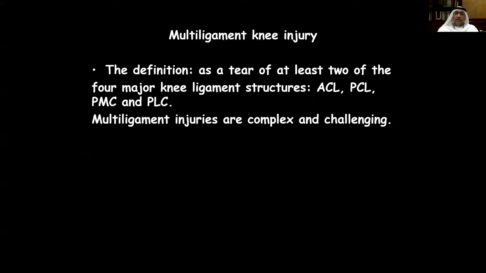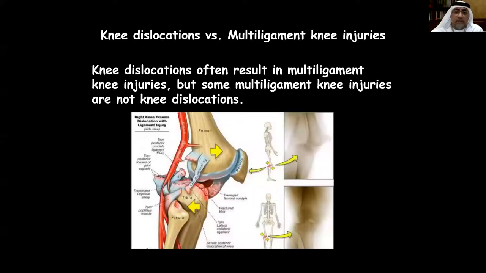Then we ask ourselves, what is a multi-ligament knee injury? When we talk about multi-ligament, it's at least two ligaments of the major four, which are the anterior cruciate, the posterior cruciate, the posteromedial complex, or the posterolateral complex. And it is usually a challenging problem: where to start and where to end.